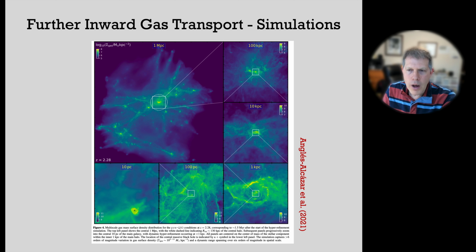Here is one nice example by Angeles-Alcazar et al., where they are simulating, in this case, the gas mass surface density from megaparsec scales down to 100 kiloparsecs, 10 kiloparsecs, 1 kiloparsec, 100 parsecs, and here's the 10 parsec scale for that box. And they have simulated the gas transport processes all the way down to these very small scales, where you're now getting down to the torus scale. And I refer you to papers such as this one for further discussion.